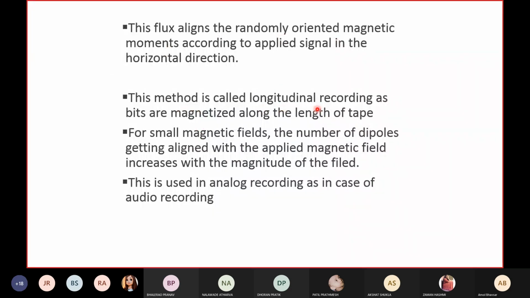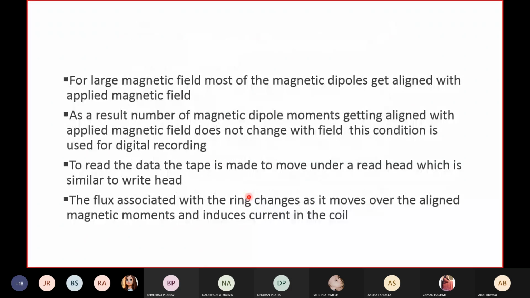This method is called longitudinal recording, as bits are magnetized along the length of the tape. For a small magnetic field, the number of dipoles getting aligned with the applied magnetic field increases with the magnitude of the field. This is used in analog recording, as in the case of audio recording. So we are using this for analog recording or audio recording.